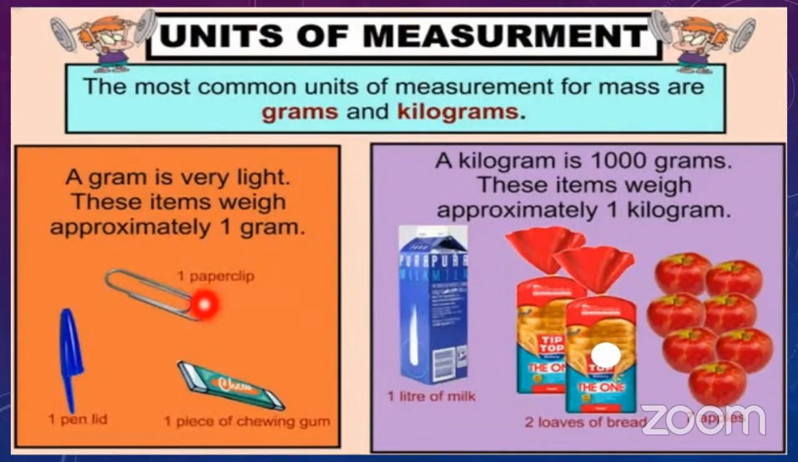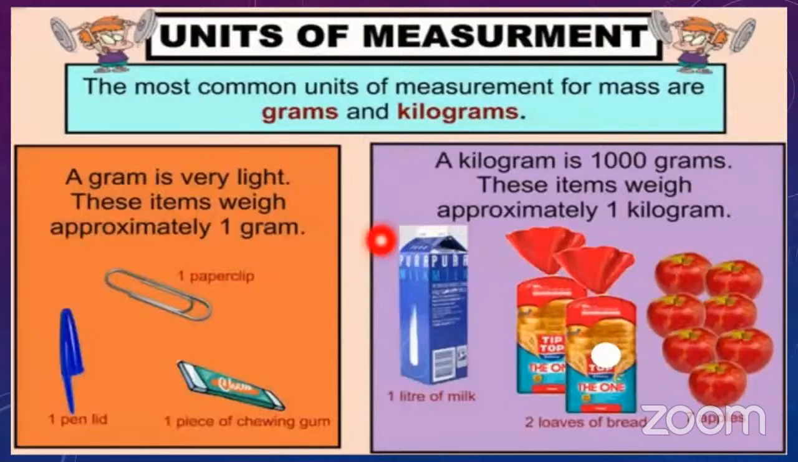So look at here. The paper clip's weight is approximately 1 gram. The lead of a pen is also approximately 1 gram, and the piece of chewing gum is also approximately 1 gram. The things which are very light and very small are weighed in grams. So 1 gram, 2 gram, 5 gram, 10 gram, 15 gram.